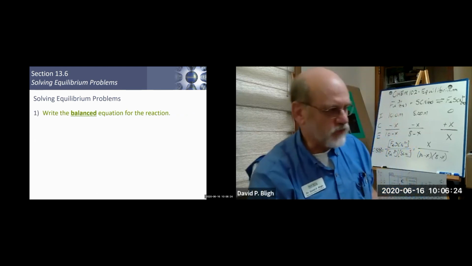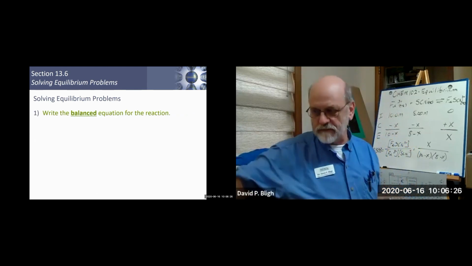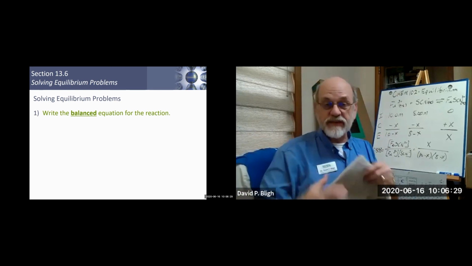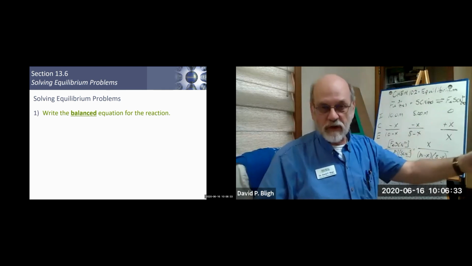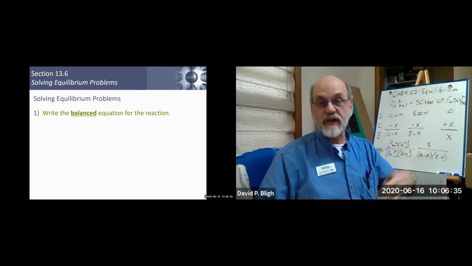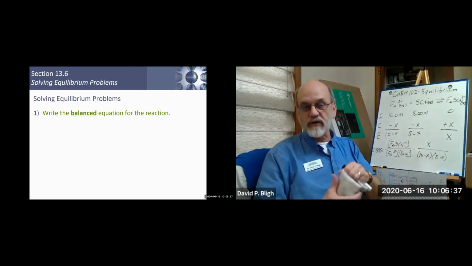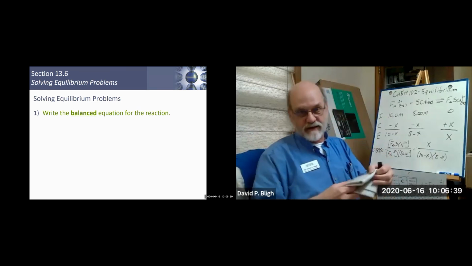So here's what you do step by step to solve an equilibrium equation. And these steps, you need to remember these because we're going to come back to equilibrium calculations in subsequent chapters. We're not just going to touch on it here and forget about it. It's going to come back.